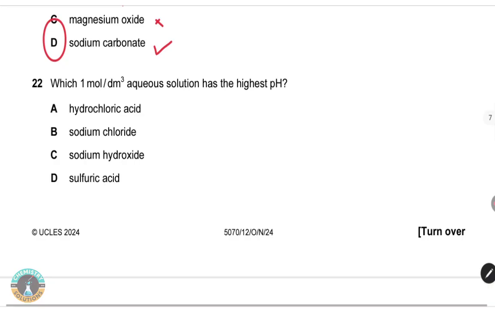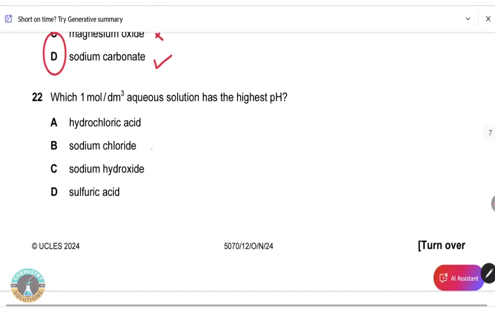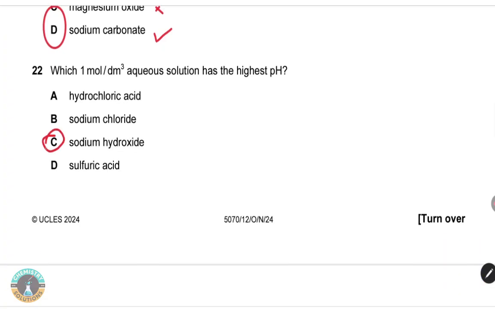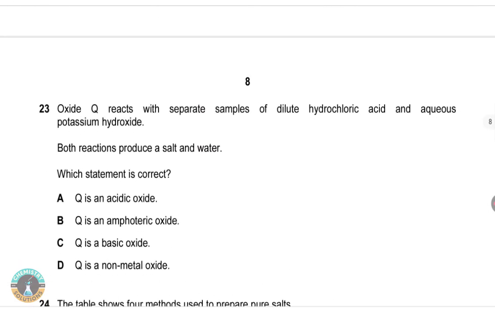Not HCl, which does not have the highest pH, and sodium chloride is neutral. Sodium hydroxide is an alkali, so it will have the highest pH. That is sodium hydroxide. Sulfuric acid does not have the highest pH. Sulfuric acid and hydrochloric acid will have the lowest pH.